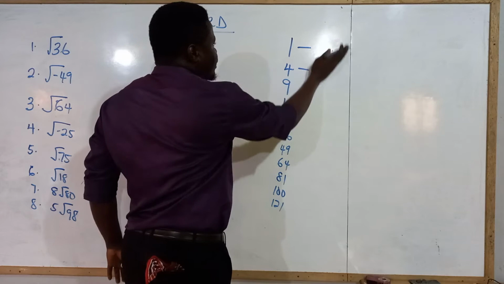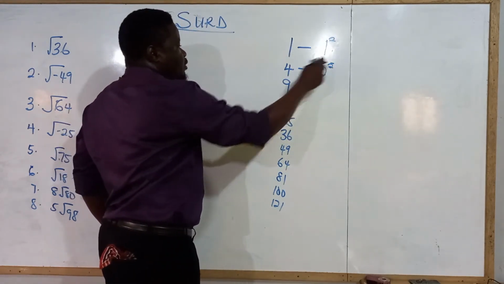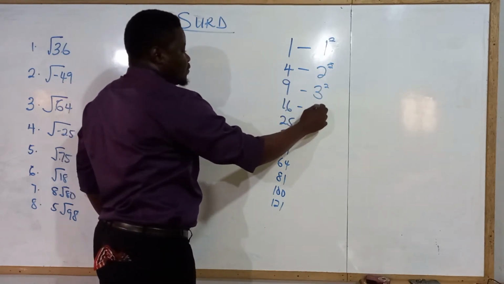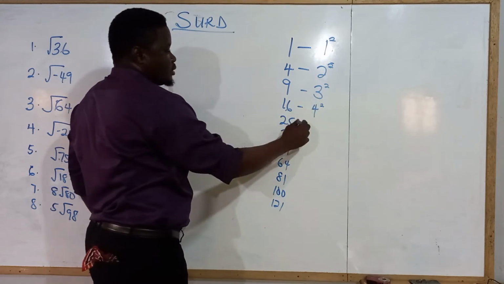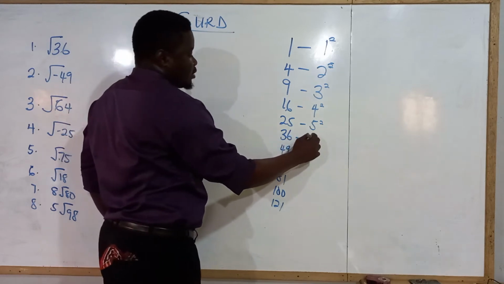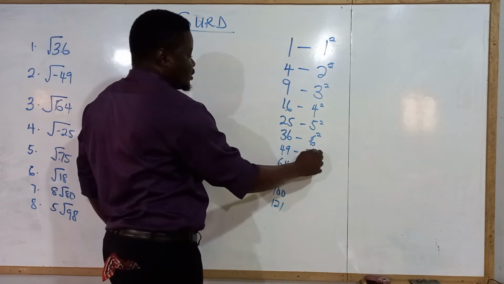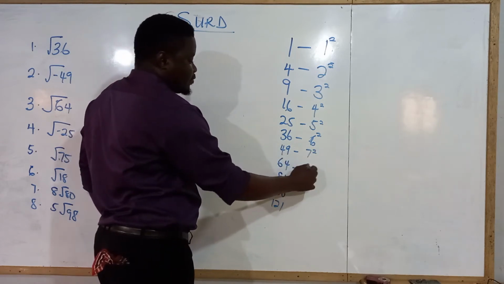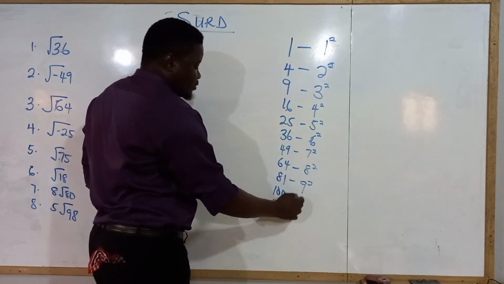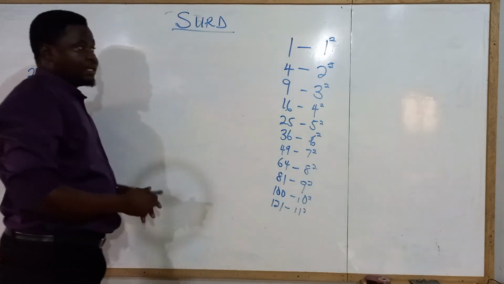The square of 1 is 1. The square of 2 is 4. The square of 3 is 9. The square of 4 is 16. The square of 5 is 25. The square of 6 is 36. The square of 7 is 49. The square of 8 is 64. The square of 9 is 81. The square of 10 is 100. The square of 11 is 121.